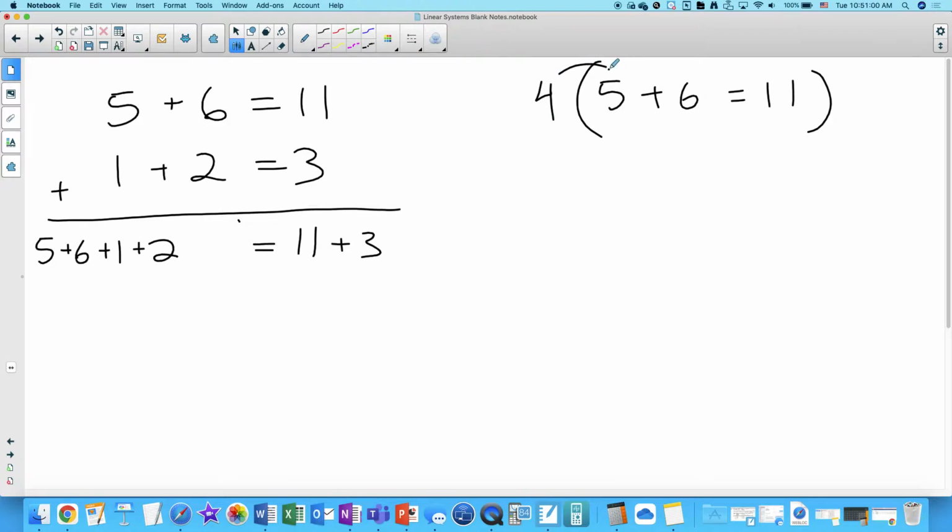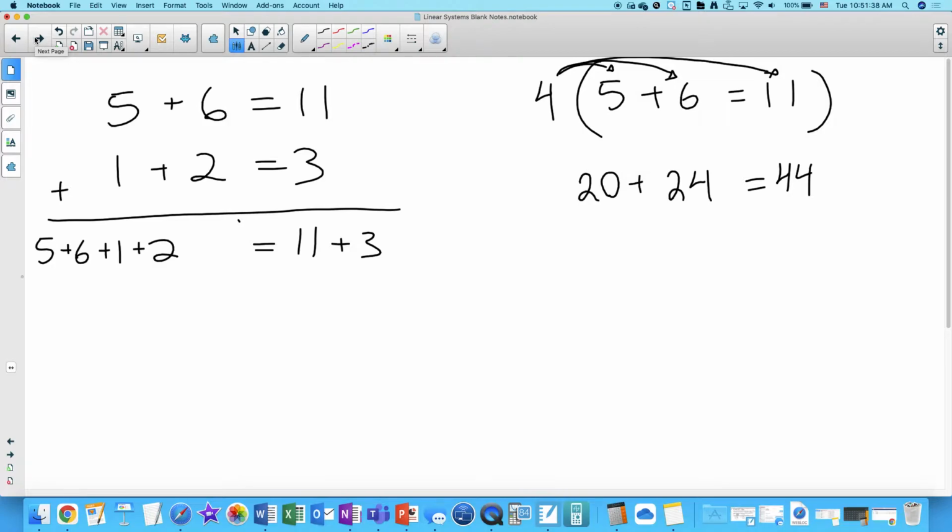So 4 times 5 is 20. 4 times 6 is 24. And 4 times 11 is 44. Okay, is this also true? Okay, good. All right, so we are allowed to add two equations together to get another equation that is true, and we're allowed to take an equation and multiply it by something to get another equation that is also true. Okay, that's important to know because we're going to be doing this sort of thing with equations in our system when we use elimination.